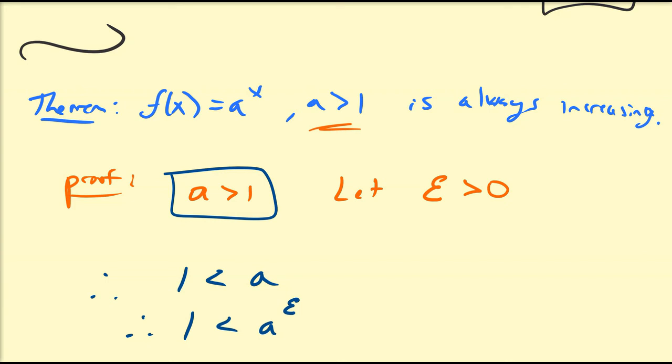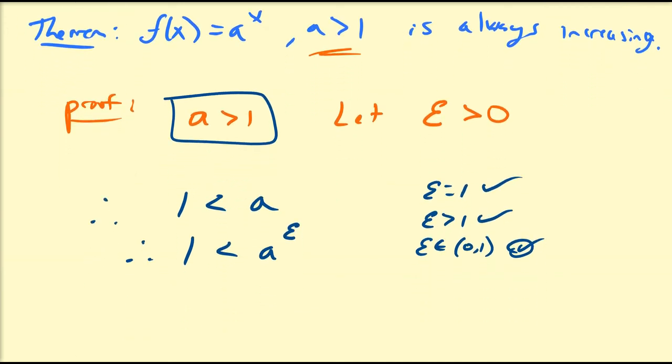So clearly if epsilon is equal to 1, that's an easy case. If epsilon is greater than 1, that's no problem there. And the case where epsilon is between 0 and 1, so that's like the square root of something. So if a is bigger than 1, so that's like the square root of 2, there is some easy proofs to show that this is going to be true as well. But I'm going to leave that as an exercise to you.